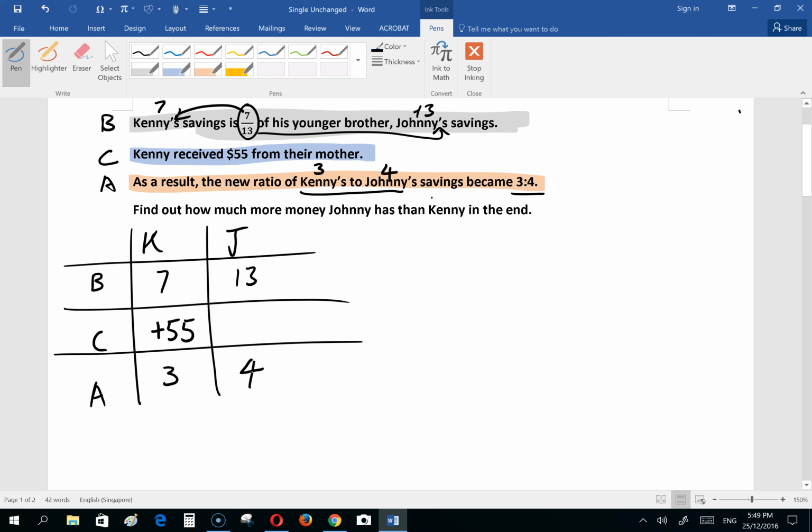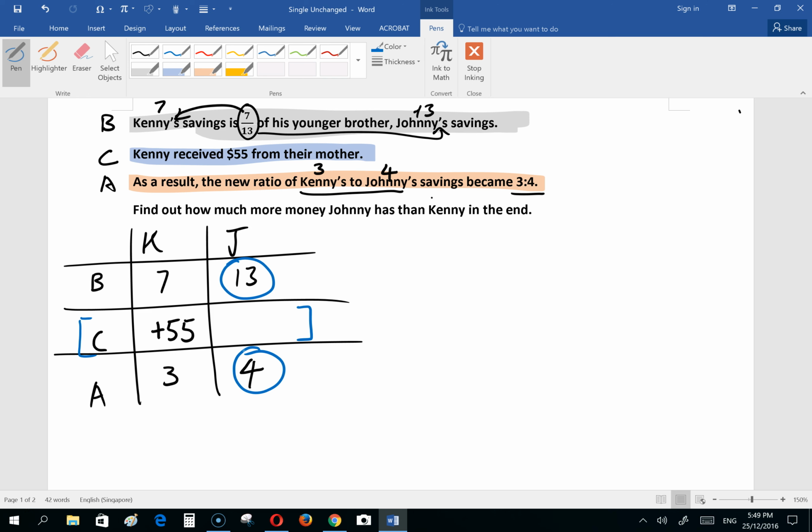Step 3. We now need to identify the scenario. We do this by looking at the change row. We can see that there was no change for Johnny. We can then say that his 13 units before is equal to his 4 parts after. We need to equalize them in order to compare the values first.